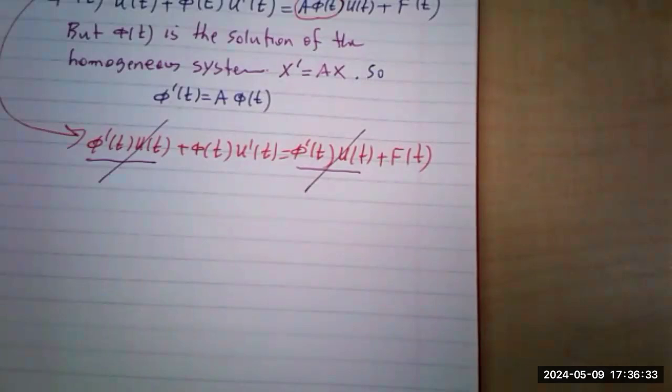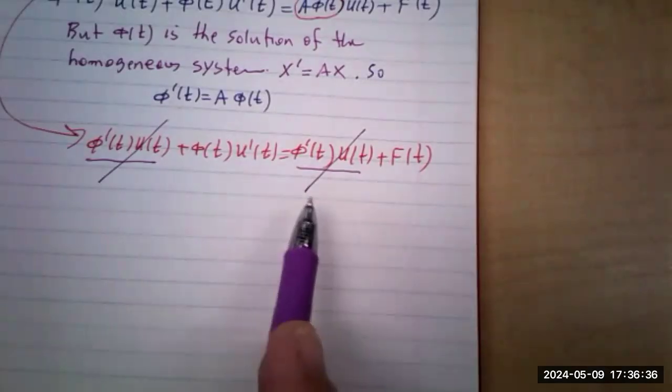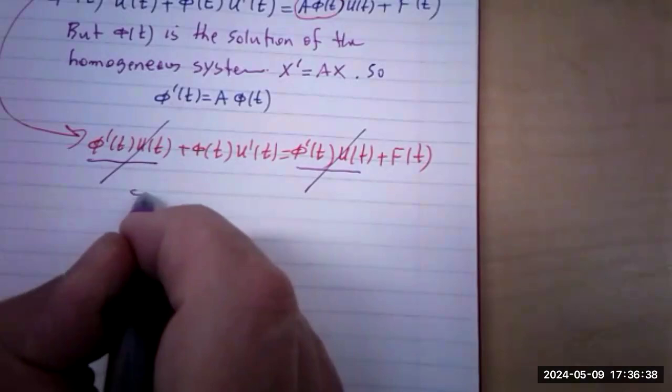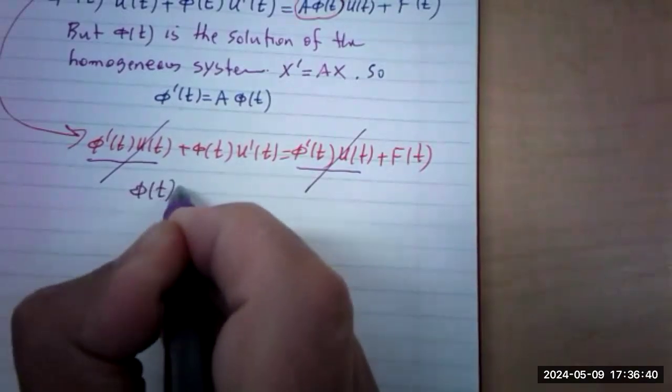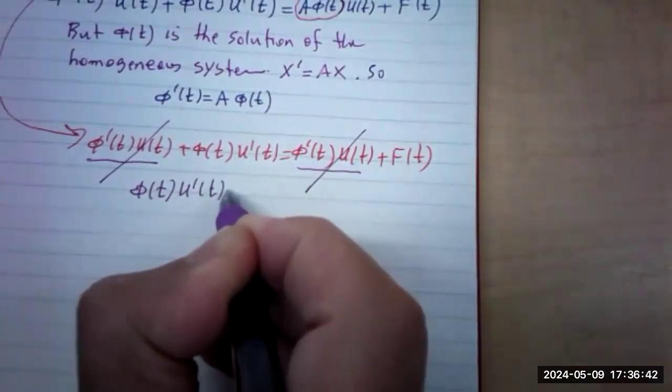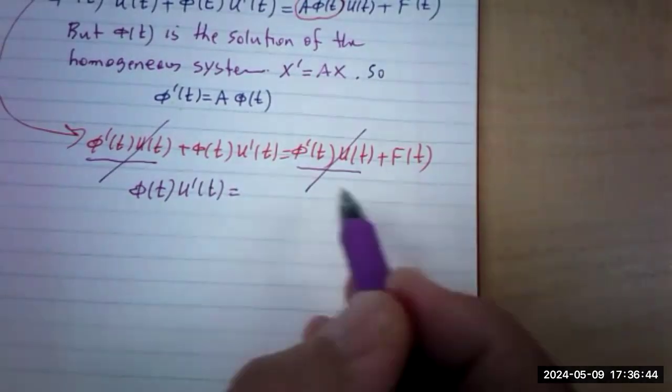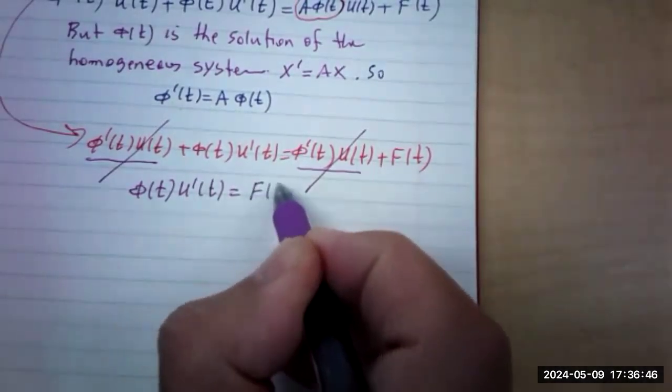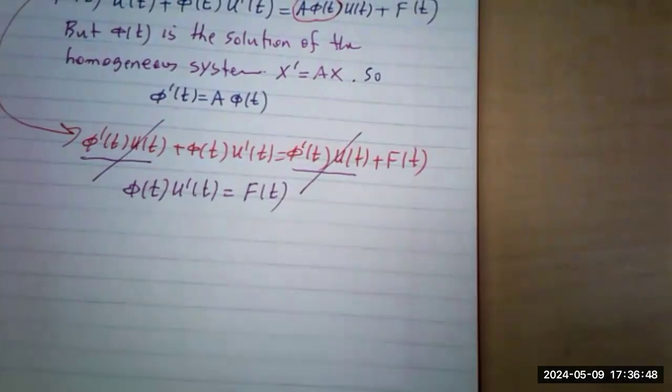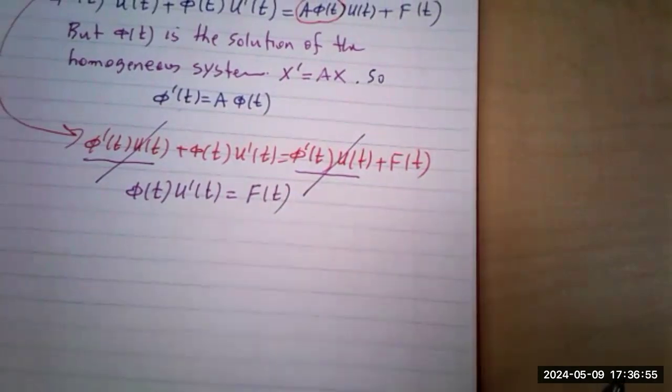But remember, you are looking for u of t. So what's going to be the leftover? The leftover would be phi of t times u prime of t is equal to the f of t. But we are looking for u prime.